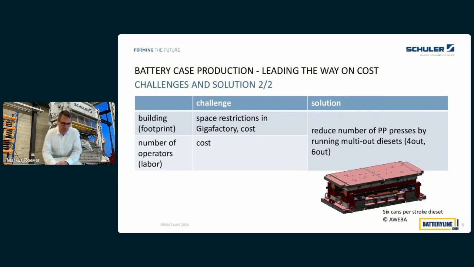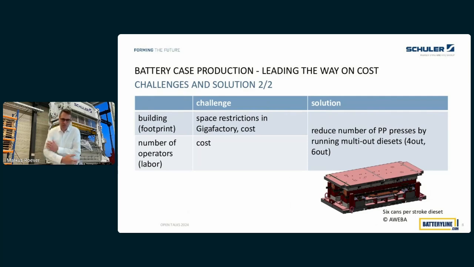Yeah, what can we do to reduce the number of operators and reduce the footprint of our production lines? Here, our proposal is to do more cans per stroke. We are already seeing on the cupping press, we can go up to 6, 8, even 12 outs, depending on the product. It means there is one big machine which is then feeding the deep draw and ironing presses, and also at the deep draw and ironing presses, there we can use die sets with multi-out.